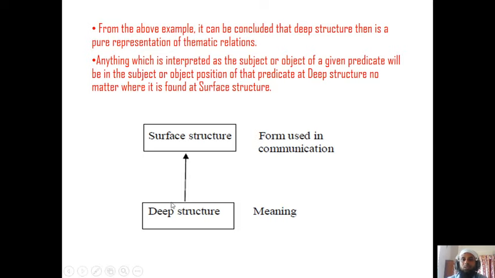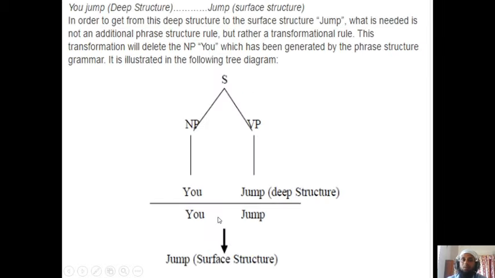The surface structure is the form used in communication. When we use sentences in communication we use the surface structure, but for meaning we use the deep structure. You jump is a deep structure, but when you say jump, this is the surface structure. In order to get from this deep structure to the surface structure, jump, what is needed is not an additional phrase structure rule, but rather a transformational rule.